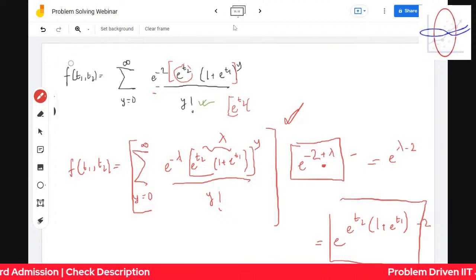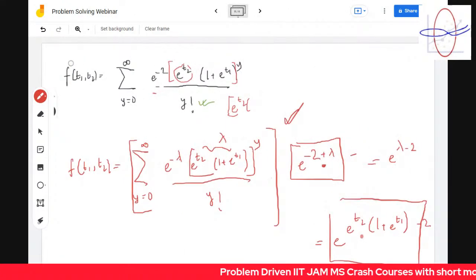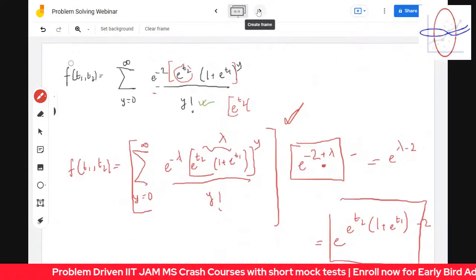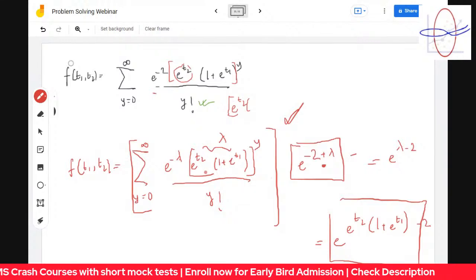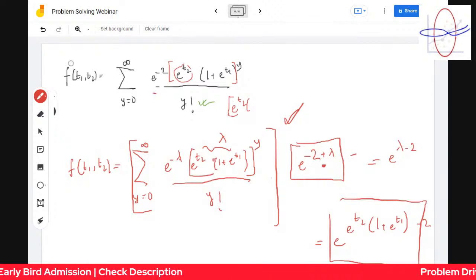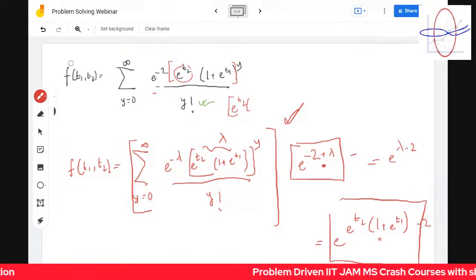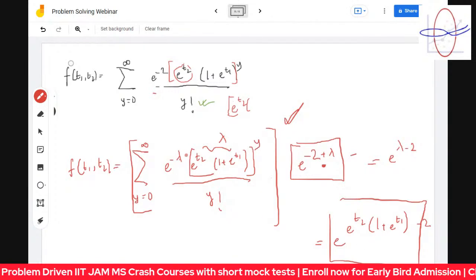Both are not coming out to be the same, so I have made some calculation mistake over here. So this is the correct one. So you have put e to the power minus lambda, it's the same as what is within the bracket before y. I didn't get you on this one. So e to the power t2 into 1 plus e to the power t1 in the bracket. Yeah, this is lambda, right? This is the lambda, yeah. So before the bracket where we have written e to the power minus lambda, lambda is the same expression which is in the bracket.